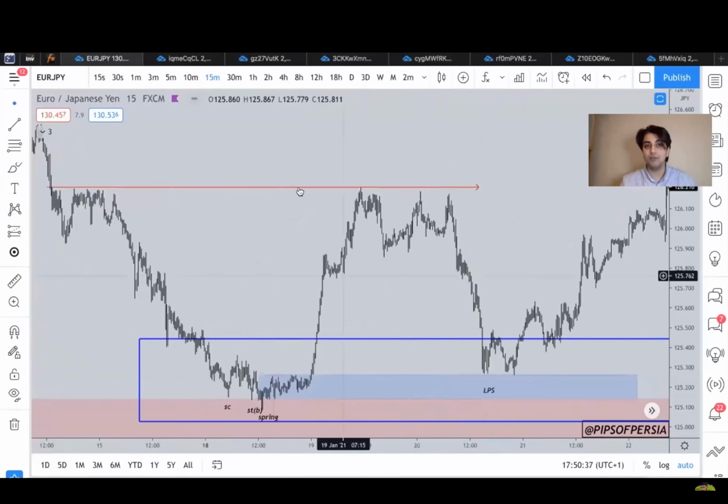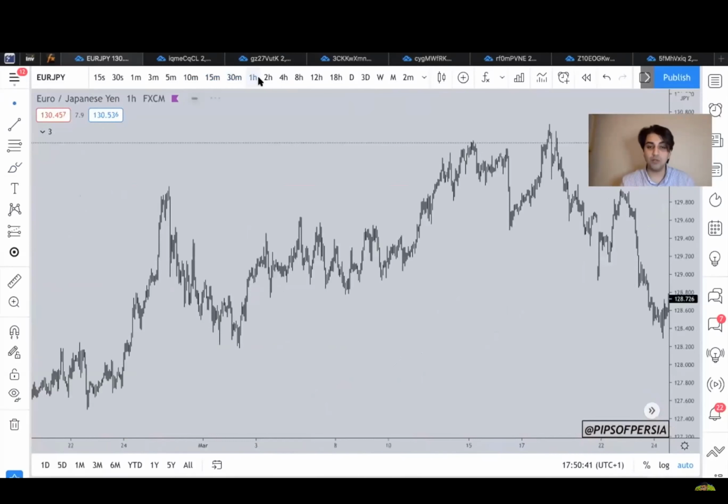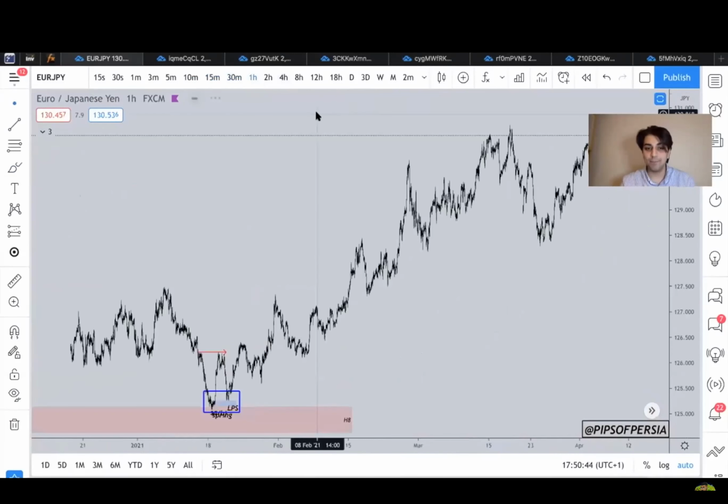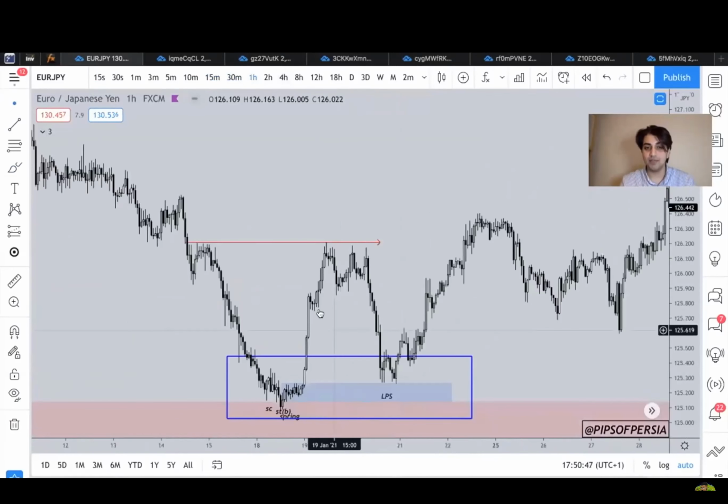This is now your proof of demand. This is now where the market is saying, hey, that demand is valid. The order flow is valid. We are gonna go higher. When I start to see these moves away from these levels, it gives me that confidence.